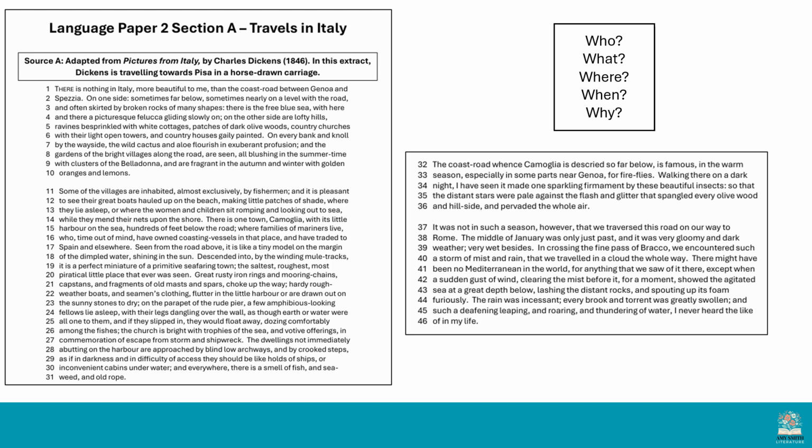his style of writing. Now, in the introduction section, it tells you that in this extract, Dickens is travelling towards Pisa in a horse-drawn carriage. You might know the Leaning Tower of Pisa in Italy, that kind of circular tower on an angle. You might know that it's a beautiful setting, but also we're thinking in the Victorian period, probably quite remote. Consider the horse-drawn carriage as well. This is not going to be the most comfortable mode of transport. Okay, so let's read. And as we read, think about the 5 W's. So who, what, where, when, and why.